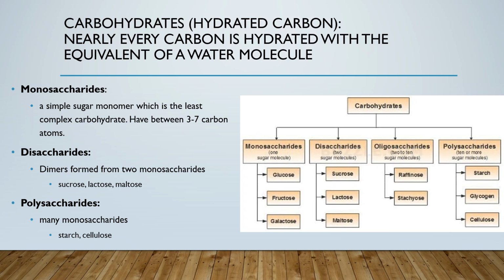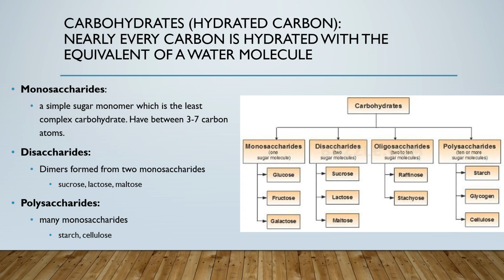Carbohydrates are hydrated carbon. The number of carbon atoms typically ranges from 3 to 7. Monosaccharides are the least complex carbohydrate. They are simple sugar monomers and least complex of the carbohydrates and contain 3 to 7 carbon atoms. An example is glucose, which is a 6-carbon sugar and the most common monosaccharide.